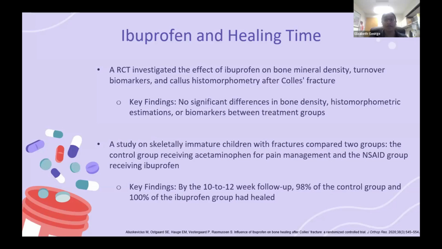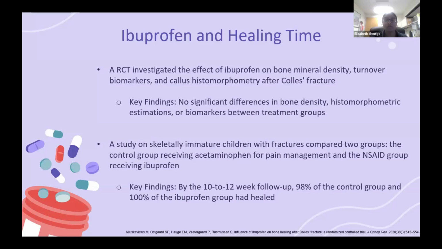And the key findings found that there was no significant difference in bone density, histomorphometric estimations, or biomarkers between groups. And then the authors concluded that ibuprofen may be a bone-safe analgesic for acute fracture phase treatment.